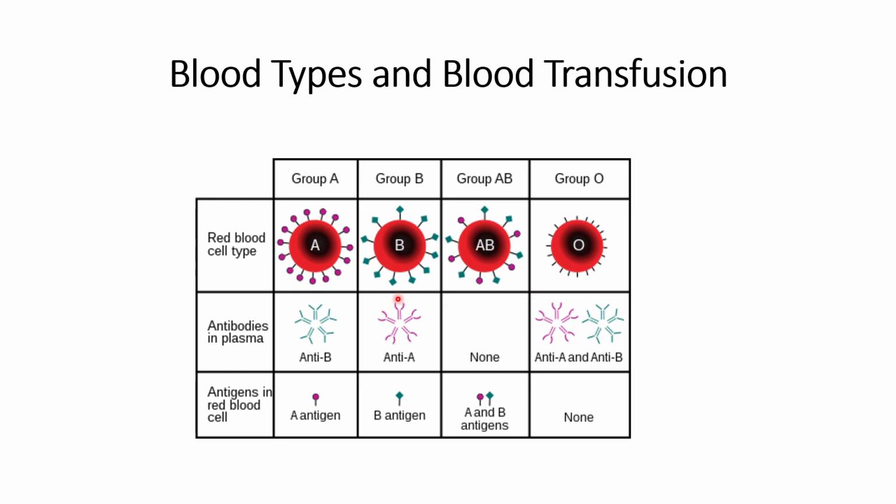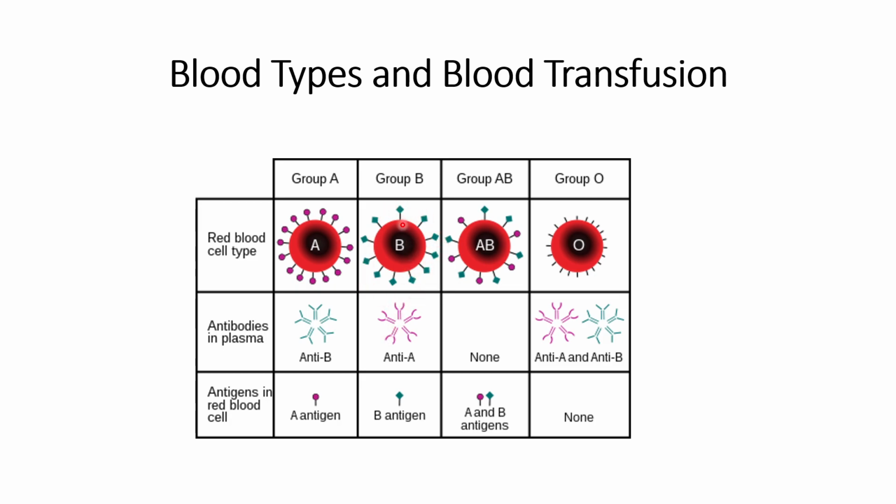Now we will discuss which groups can donate blood to which group. Group A can donate blood to human beings that do not have antibodies against A antigen. Group A can donate to another group A patient, and also to group AB, since group AB does not have antibodies against A antigen.